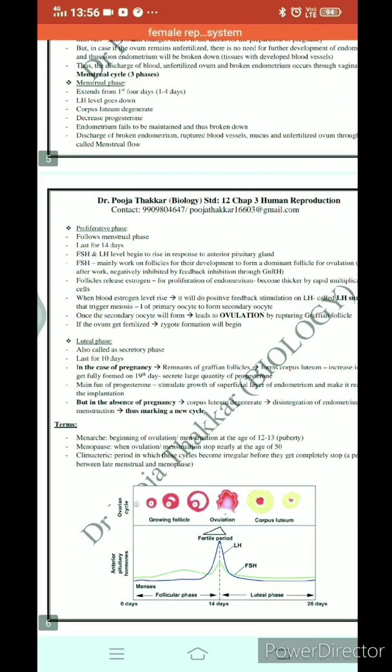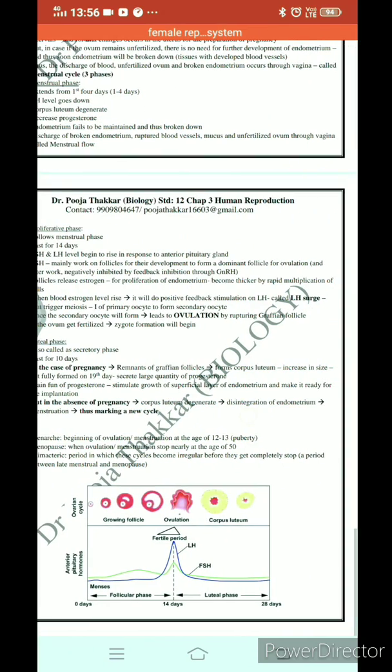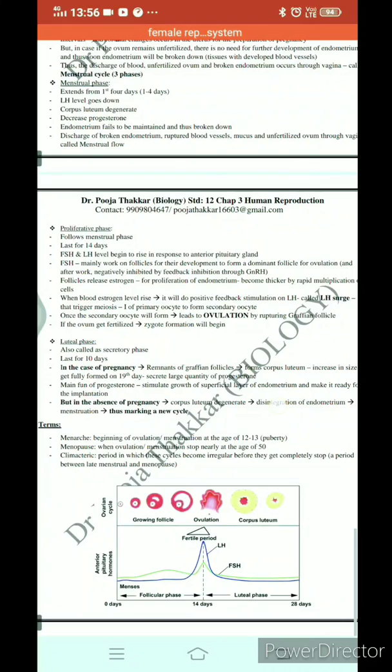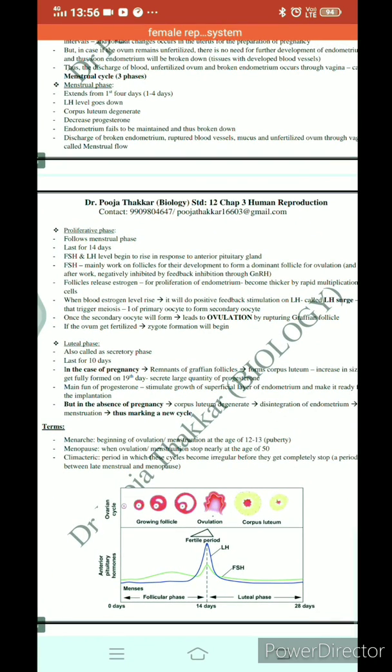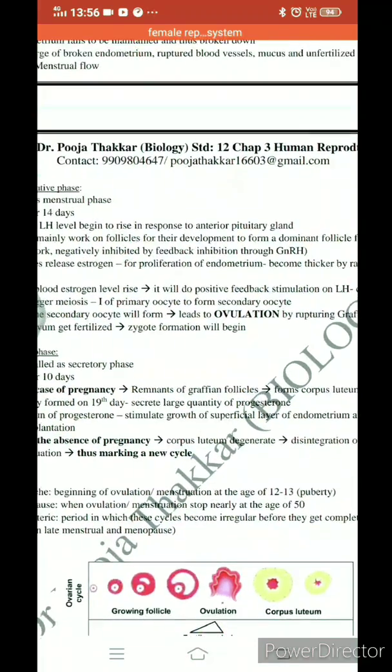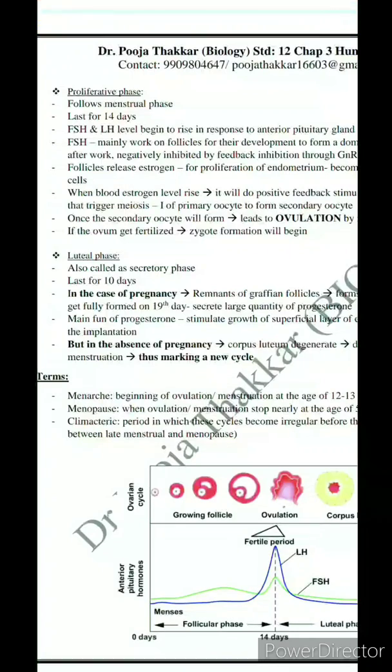So now, once the secondary oocyte forms, it will lead to ovulation by rupturing the Graafian follicle. Now there will be two situations. If this secondary oocyte gets fertilized with the sperm, zygote formation will take place. But in the absence of sperm at that site, the ovum remains unfertilized, and that will lead to the following menstrual cycle in the next 28 days phase.